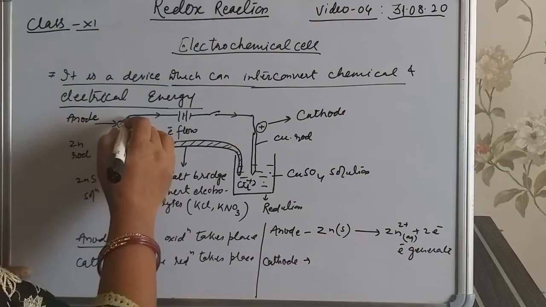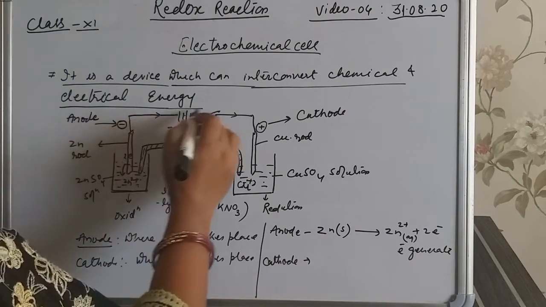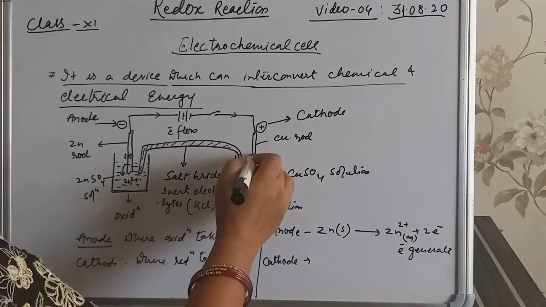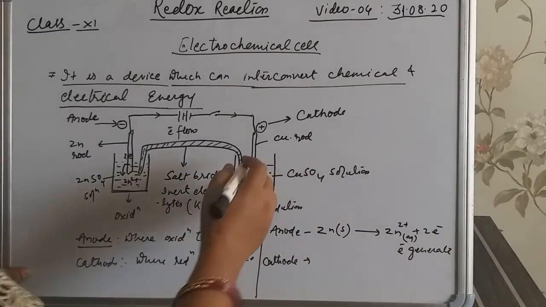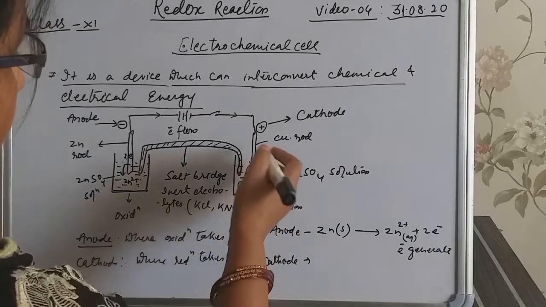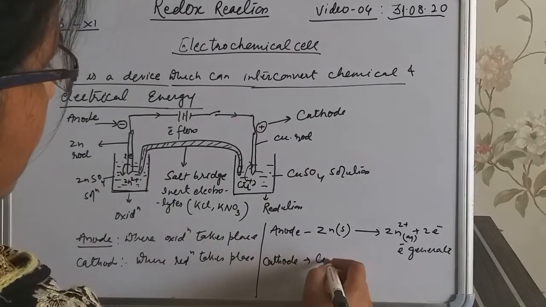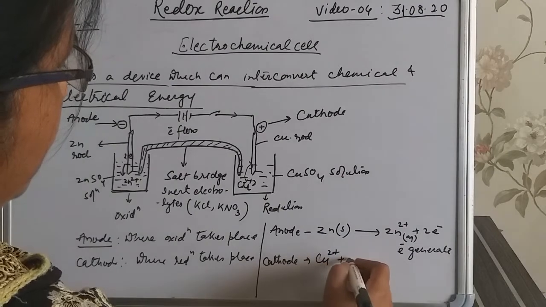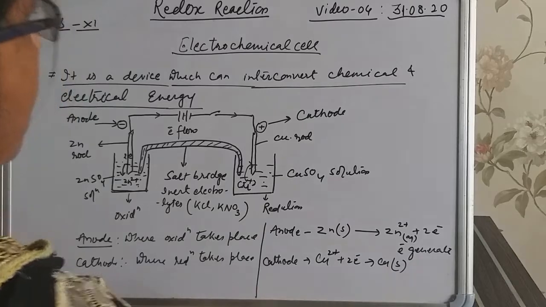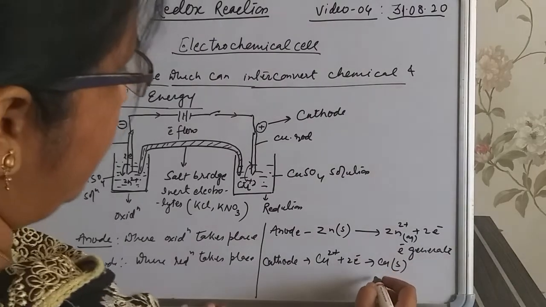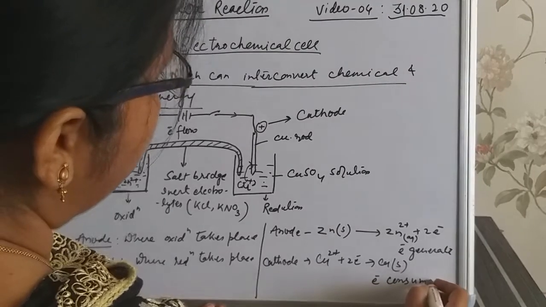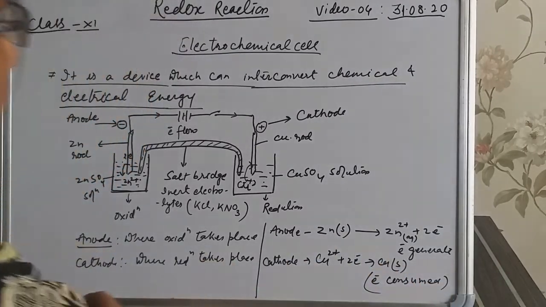This electron goes from here to here. The copper ion takes 2 electrons from this electrode and gets deposited on the copper plate, the copper electrode. So the copper ion takes 2 electrons and changes into solid copper. This is the electron consumer. Electrons are consumed here.